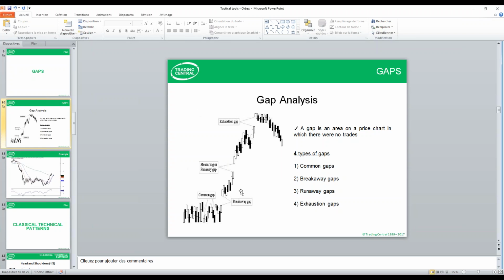The second one is very interesting. This is what we call the breakaway gap. The breakaway gap is very interesting. Why? Because this is a trigger gap.